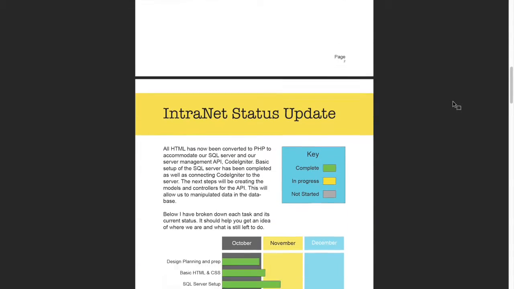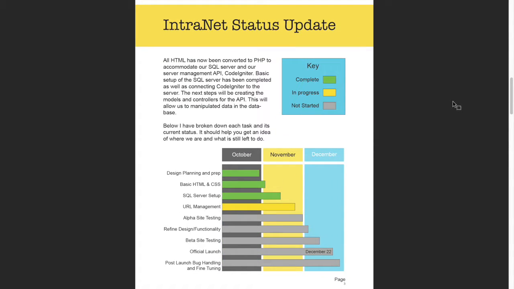So first thing we have is our status update. This week we completed a couple of things. We set up the SQL Server and installed the API that will handle how we communicate with our server and URL management and different things like that. What we ended up using for the API was something called CodeIgniter, and it just uses PHP and SQL to display information to your screen. We're right on time according to our schedule.